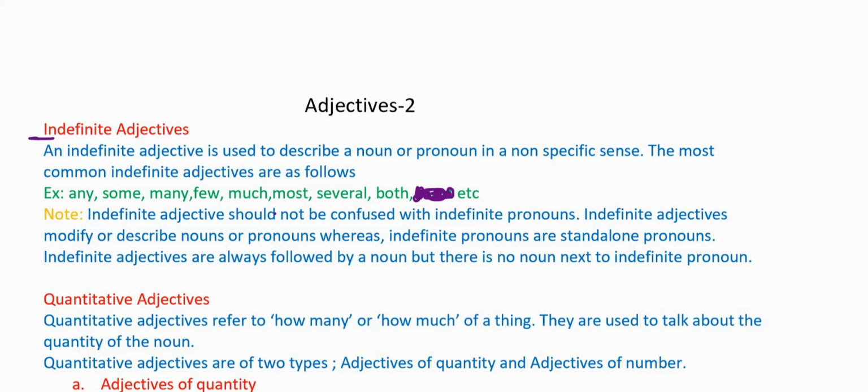Here the words in green are the commonly used indefinite adjectives: any, some, many, few, much, most, several, both, etc. I don't know if you remember, we learned the same words as indefinite pronouns, but now we are learning them as indefinite adjectives. Are you wondering how that is possible? Well, we shall understand the difference as to when these words are called adjectives and when they are called pronouns while looking at a couple of examples.